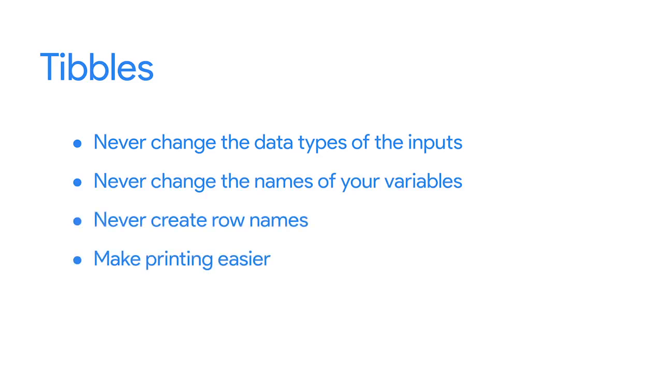Finally, tables make printing in R easier. They won't accidentally overload your console because they're automatically set to pull up only the first 10 rows and as many columns as fit on screen. Super useful when you're working with large sets of data.